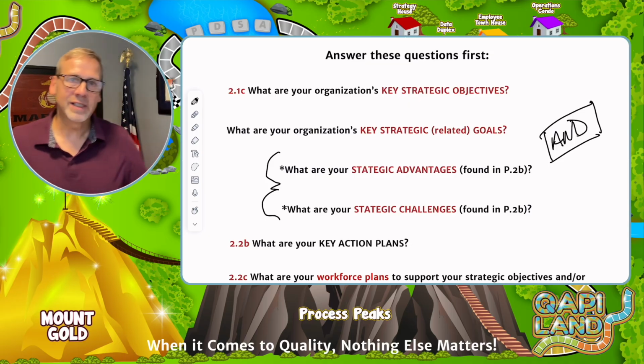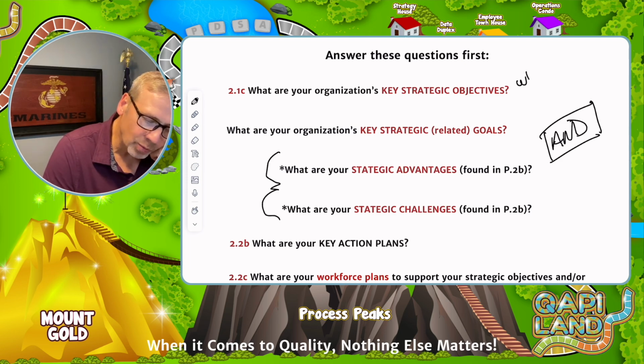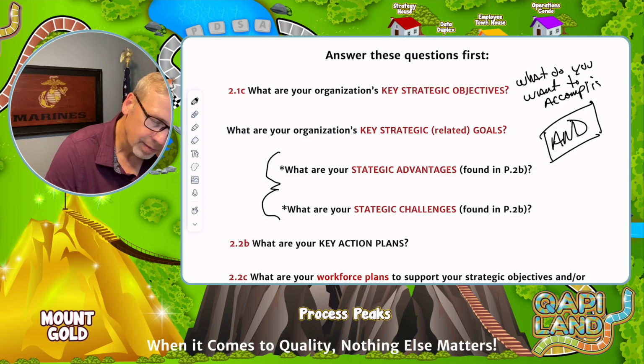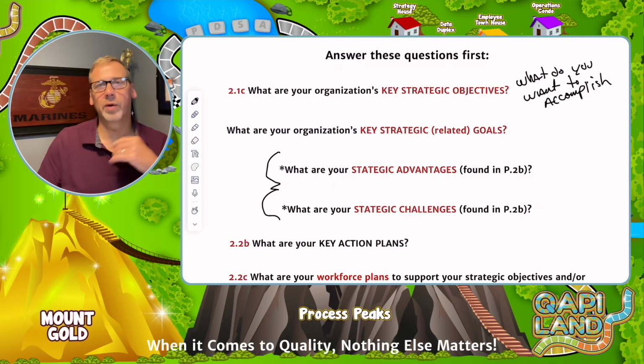Question 2.1c is, what are your strategic objectives? And this question means, what do you want to accomplish? What do you want to accomplish? That's what that question is. What do you want to accomplish?